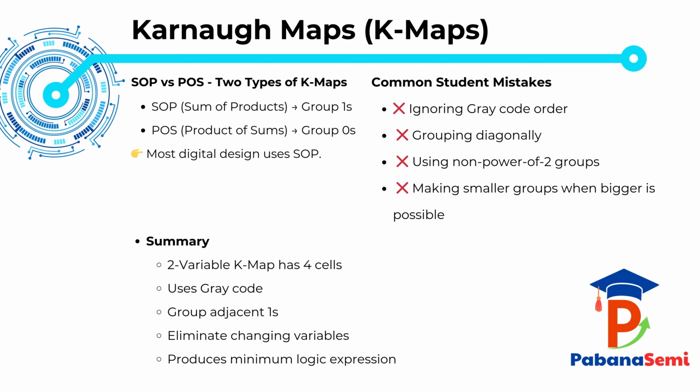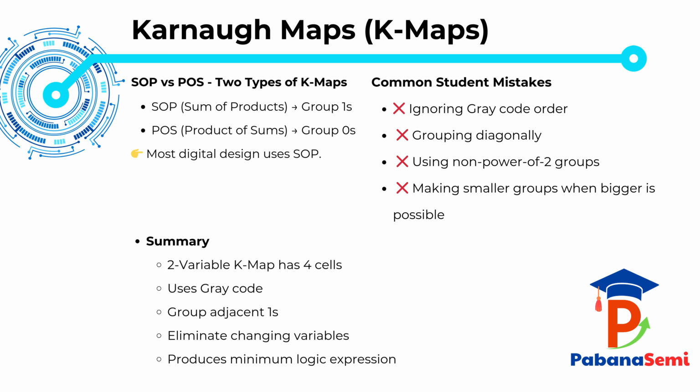Summary. Let us summarize what we learned about two-variable K-maps. A two-variable K-map has 4 cells. It uses gray code arrangement. We group adjacent ones for SOP. We eliminate changing variables. And finally, we obtain a minimum logic expression.